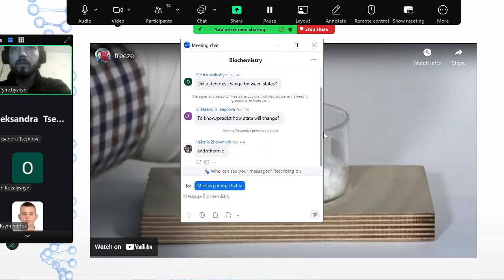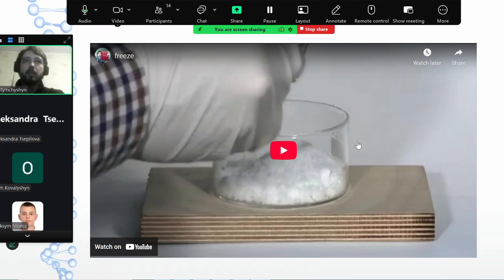Endothermic, yes, absolutely correct. It's endothermic. So it takes heat from the environment, and it takes so much heat that the water he used just froze, and that's why we cannot take apart now this wooden block and this, I don't know, some sort of beaker, for example.